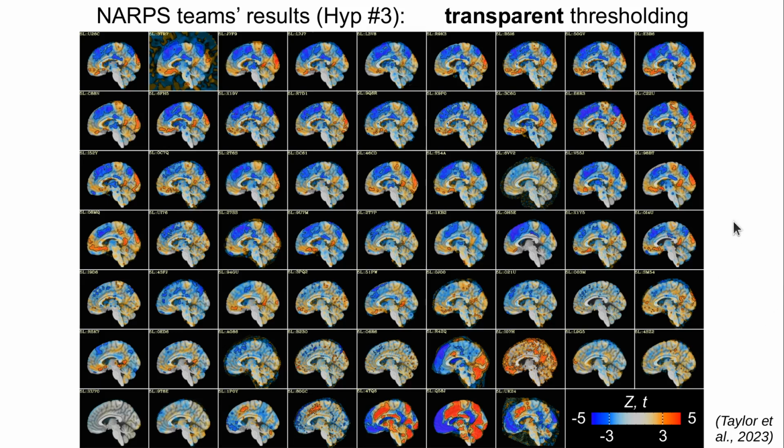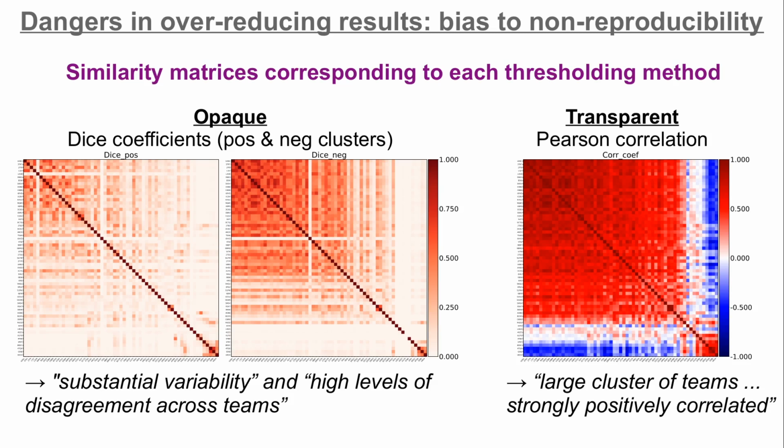So anyways, seeing more data with subthreshold results present really changes our interpretation in an important way. We can quantify that with similarity matrices, where if we apply opaque thresholding, we use Dice coefficients of overlap of clusters. And indeed, as we saw in the first image, the positive clusters don't have a lot of overlap, and the negative clusters have some, but not as much as you would expect from the same exact underlying data. And this might lead you to, as the original study wrote, substantial variability or findings of high levels of disagreement.